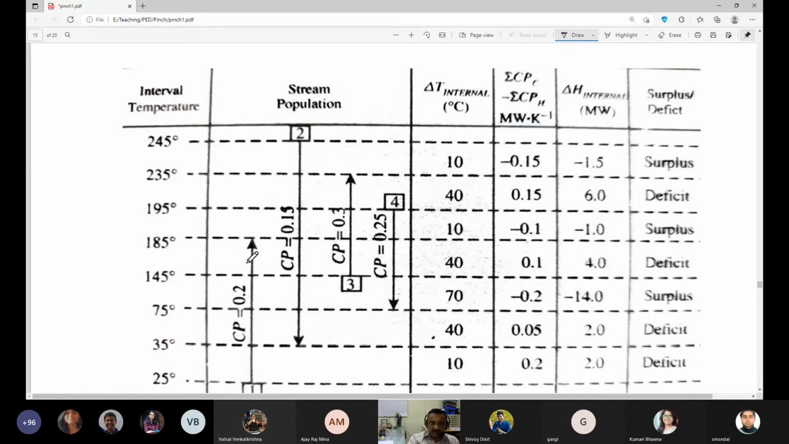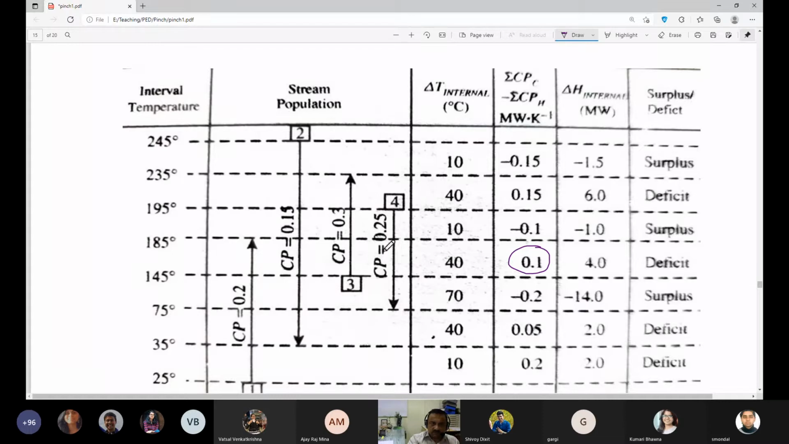So we have to sum up all the CP values of cold stream. So what are the cold streams? Cold streams are this stream, CP of 0.2 and CP of 0.3. So I will sum these two, 0.2 plus 0.3, that is 0.5, minus CP of hot stream. And CP of hot stream is 0.15 and 0.25. So how much is it? It would be 0.4. So here I have 0.5, here I have 0.4. So the difference is 0.1. So you can see this is plus 0.1.